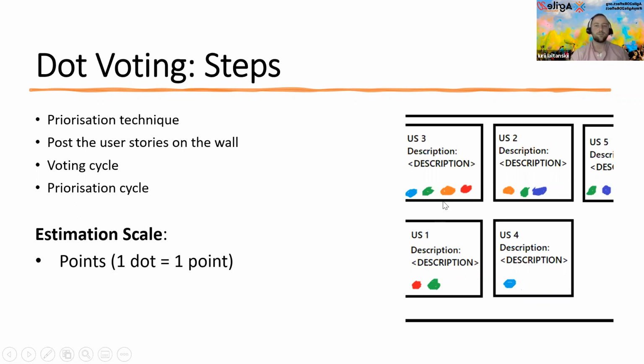So it's not really a strict Fibonacci or modified sequence scale, but a really, really simple scale. As you can see in the picture, user story 3 has 4 points, number 2 has 3 points, number 5 has 2, number 1 has 2, and number 4 has 1. So we see that the prioritization cycle's been done here, we have all these stories arranged, and that's it, right?